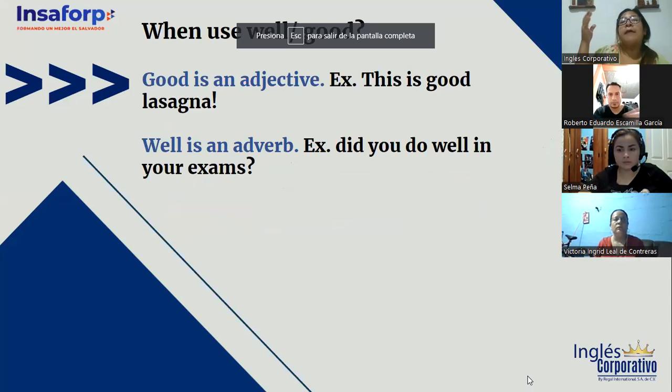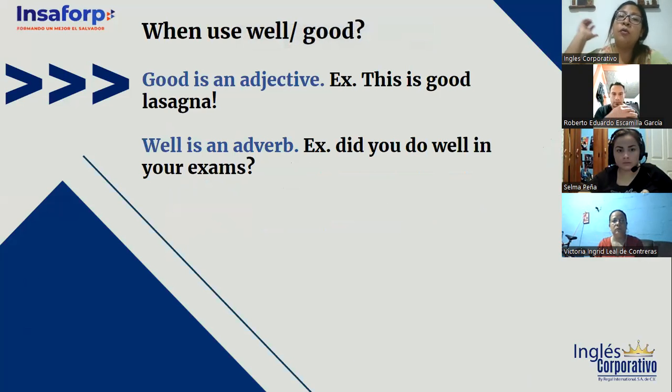Muy bien. So we have good and well. Okay, good is an adjective. So for that reason, we are going to use good in sentences when we describe a noun. O sea que cuando estemos hablando o querramos saber más información acerca de un noun, could be an object, a person, a place, cualquier objeto, right? Okay, entonces vamos a utilizar good. Entonces aquí tenemos one example. Okay, this is a good lasagna. Okay, por eso estaba la pregunta.